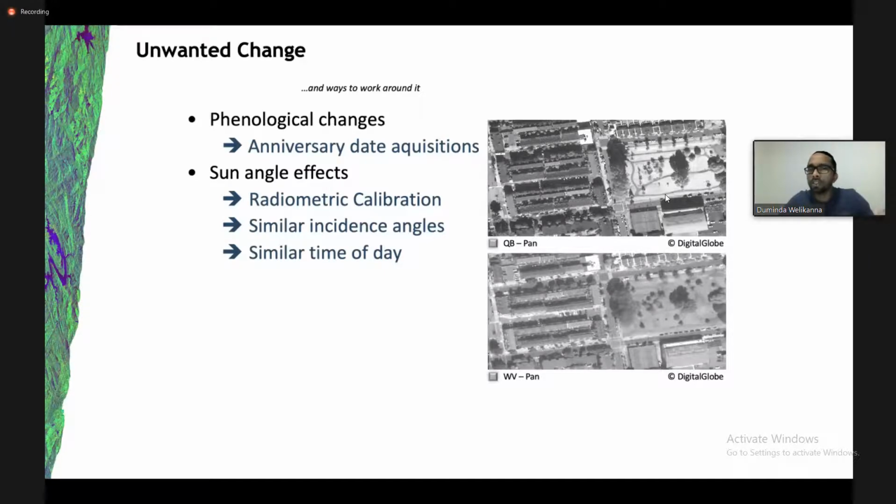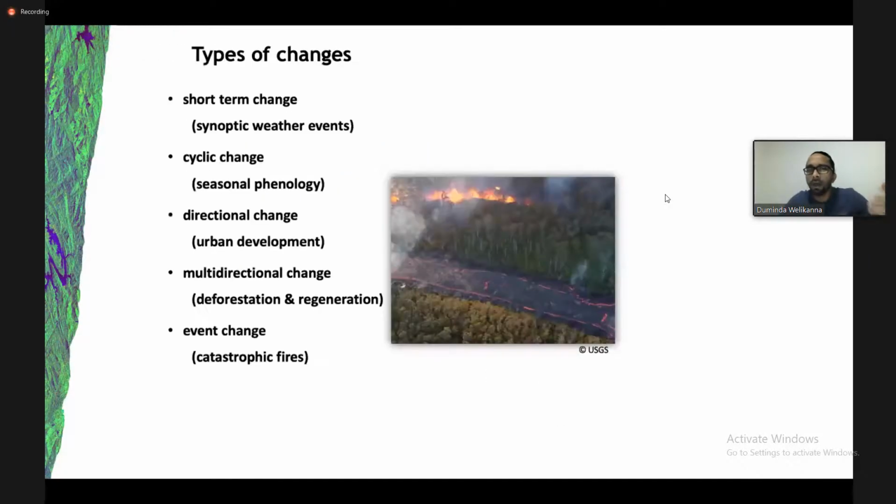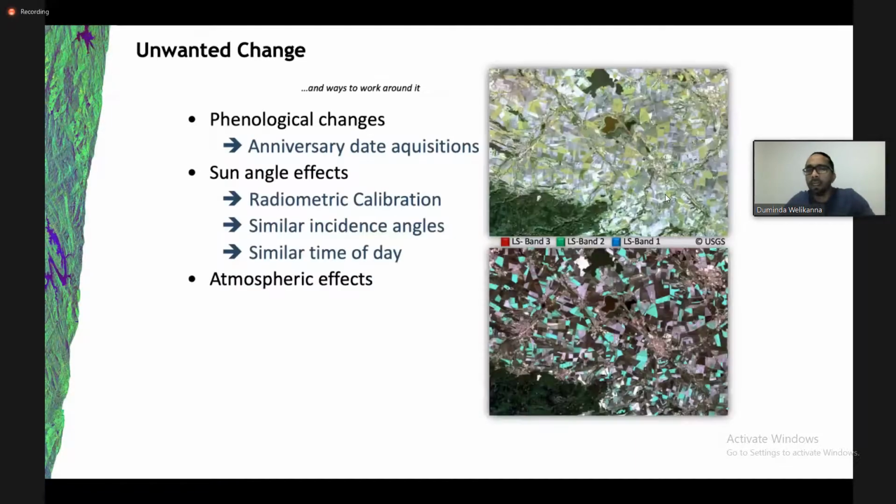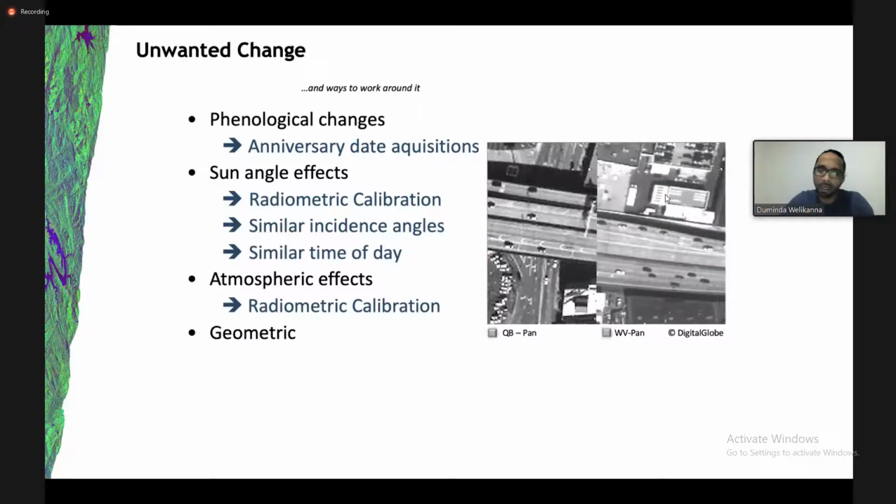We want the changes that are real, not the changes coming from these kinds of effects. Sun angle, atmospheric effects, changes due to atmosphere, we don't want. We really want what is happening on the ground. So if there is a change in the image because of atmosphere, we have to remove it to get the actual change.